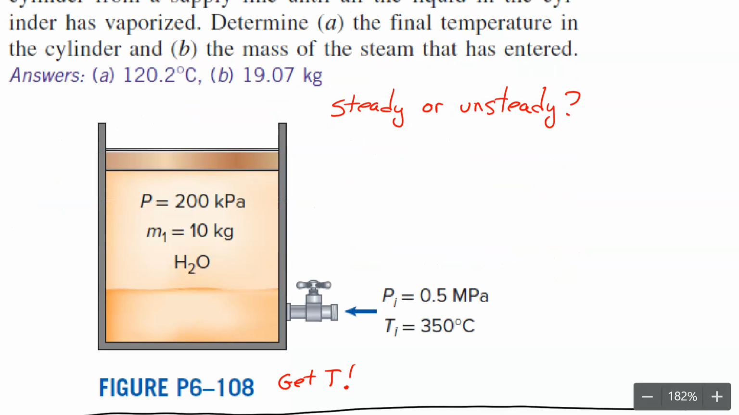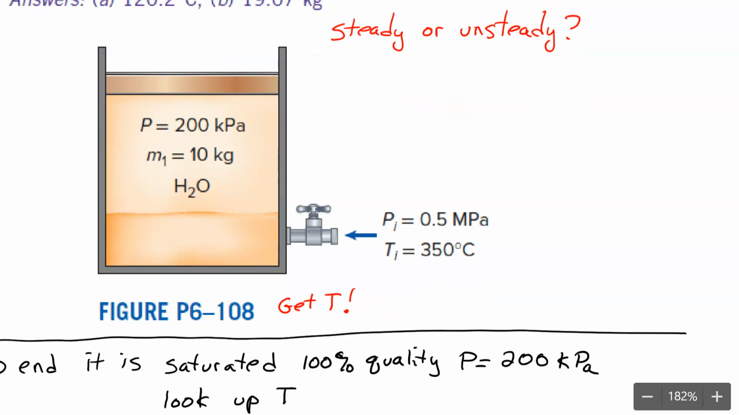Okay, so think about what you plan to do for this one. First thing I'm going to do is get the temperature. Give some thought to how you're going to find the temperature. At the end, the system has saturated steam in there, and it's 100% quality because it's all vapor. So if it's saturated and you know the pressure is 200 kPa, you just simply look it up. You go to table, I think it's A6, the saturated tables, look for 200 kPa, and you find out that the temperature is 120.2. It just comes straight out of the table.